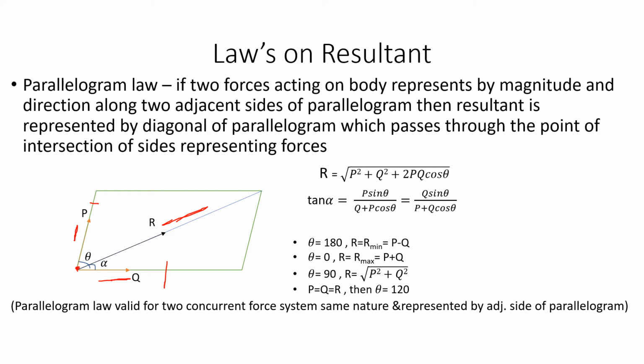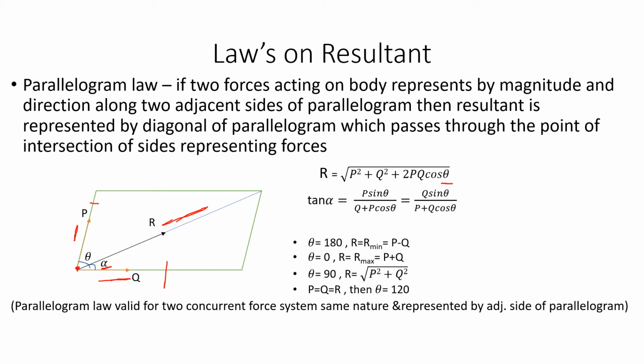So what is the formula to find the resultant? It is based on simple trigonometry. R is equal to root of P square plus Q square plus 2PQ cos theta. Here theta is the angle between the two forces, P and Q. And what is tan alpha? Alpha is the inclination of the resultant with respect to the horizontal direction. It will be found by P sin theta upon Q plus P cos theta, or Q sin theta upon P plus Q cos theta.